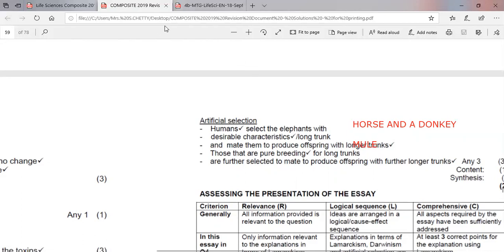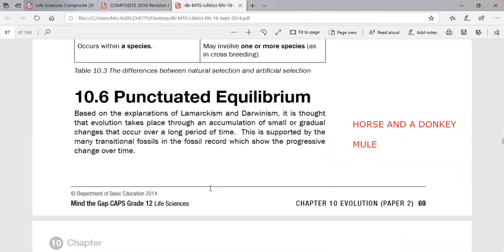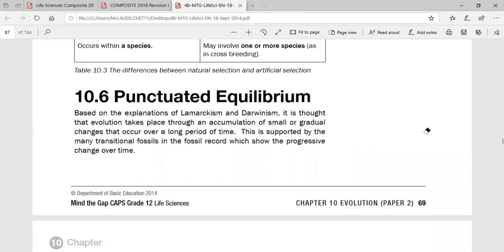All right, now let's go back and look at punctuated equilibrium. This is a new concept in the syllabus, relatively new, and it was proposed by 2 guys, Eldredge and Gould, in 1974. So very, very recent. The others were in the 1800s. This was 1974. For punctuated equilibrium, you are required to know the theory and how it is different from natural selection.